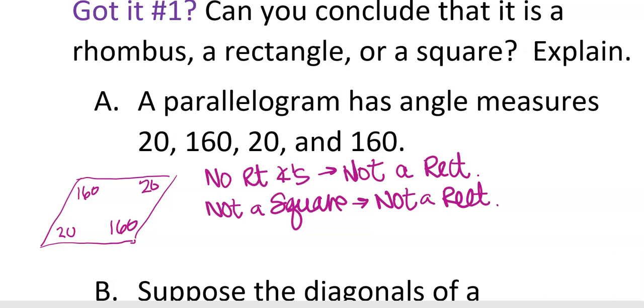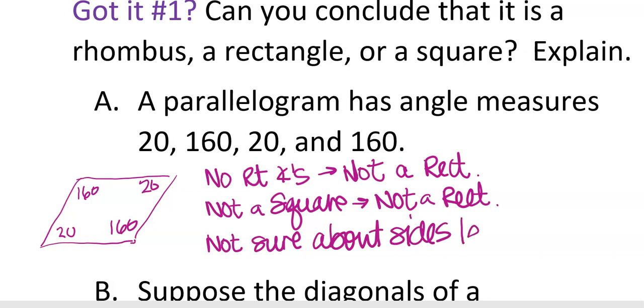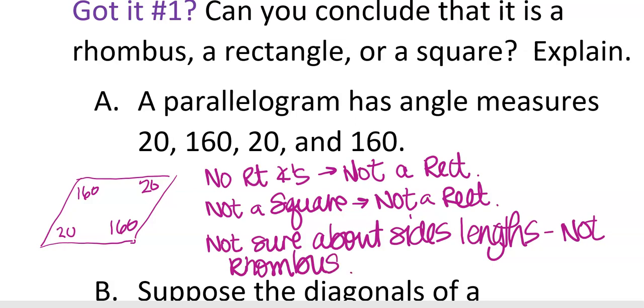And could it be a rhombus? Could be, except we don't know what the side lengths are. To be a rhombus, you either have to have those perpendicular diagonals or all four sides have to be the same. So here, it doesn't show that. So, but you could say, not sure about side lengths. We're going to say not a rhombus because otherwise they would show what they were. Or doesn't have perpendicular diagonals, not a rhombus, you know, whatever.